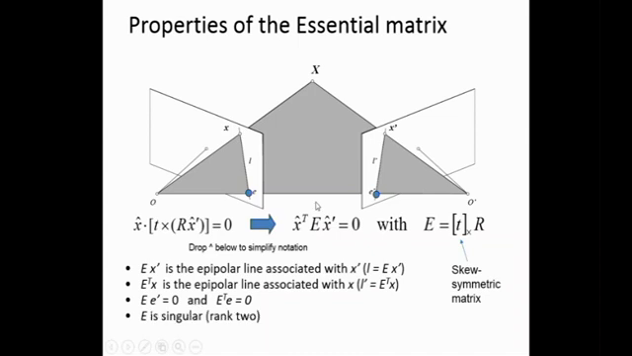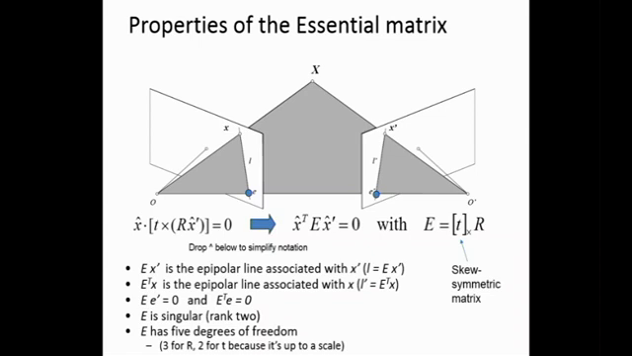And E is singular, rank 2, which is clear because I've got some null vector there. And so E has 5 degrees of freedom. So it kind of makes sense that it has 5 degrees of freedom, because remember that it's encoding a rotation matrix and a translation vector, but everything is up to a scale.